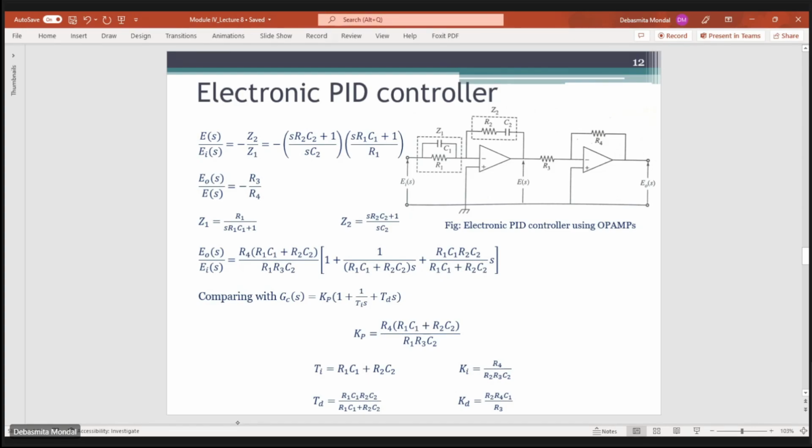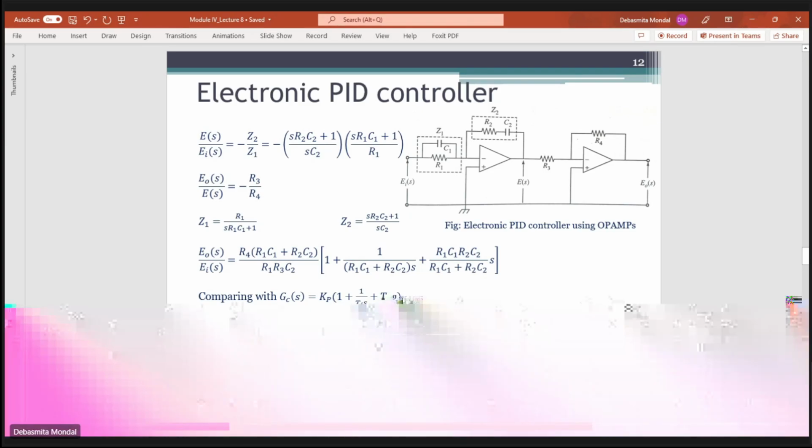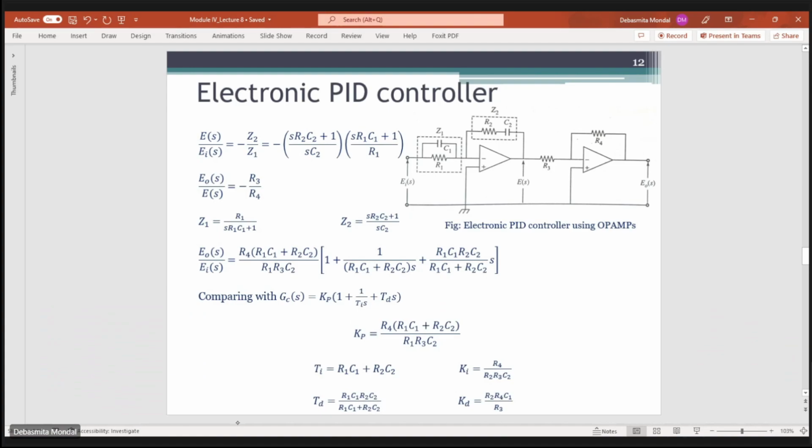So you can simply draw, using two op amps rather, the circuit for designing an electronic PID controller. Here, if the voltage at this point is E, then E by Ei(s) will be nothing but minus Z2 by Z1. Z2 you can find from this one: Z2 is R2 plus 1 by SC2, and Z1 will be R1 parallel to 1 by SC1. So Z1 and Z2 are given by these expressions.